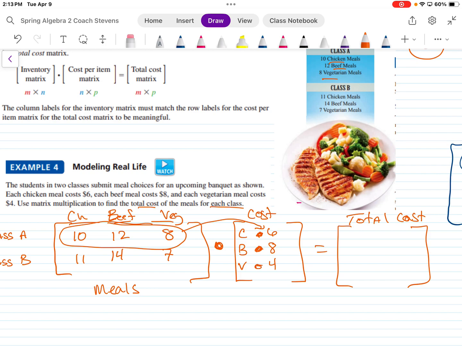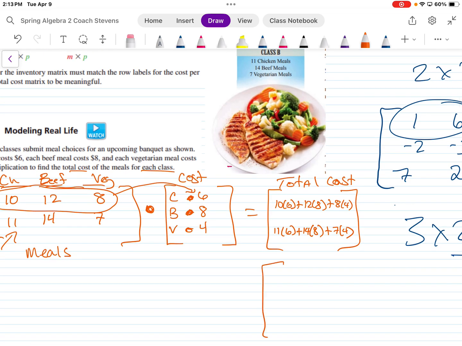When I multiply Class A's individual orders by that cost matrix, we would say, okay, what is 10 times 6 plus 12 times 8 plus 8 times 4? And that's going to tell me the total cost for the meals for that class. Then I'm going to do the same thing with Class B. 11 people wanted chicken, so 11 times $6, plus 14 people wanted beef, so 14 times 8, plus 7 veggie meals at $4 a piece.